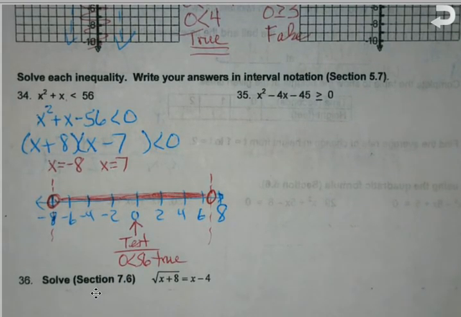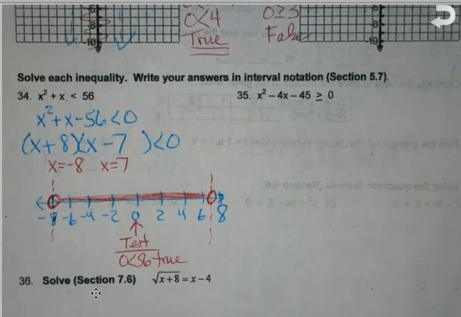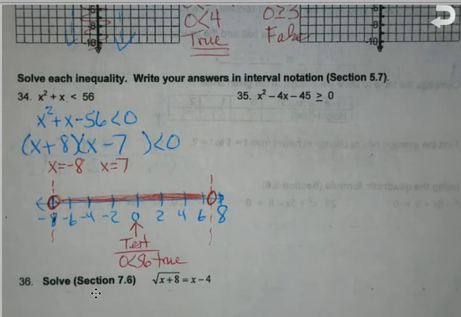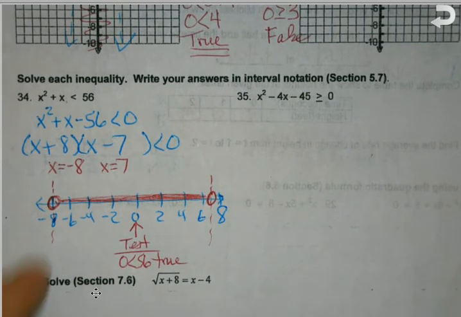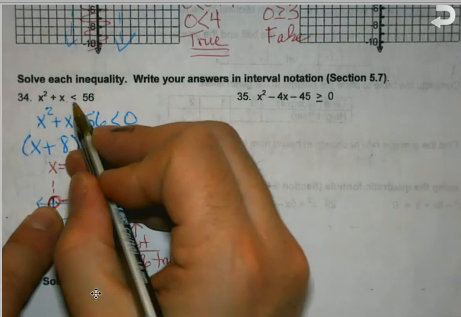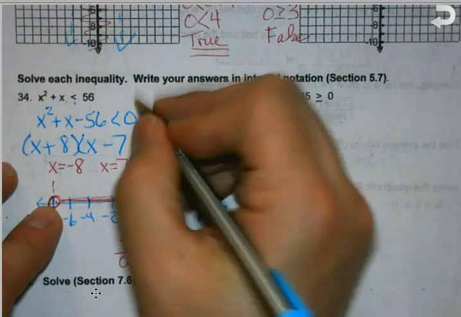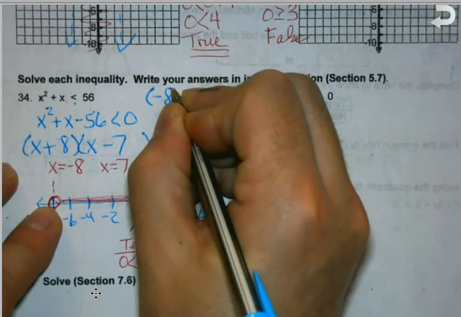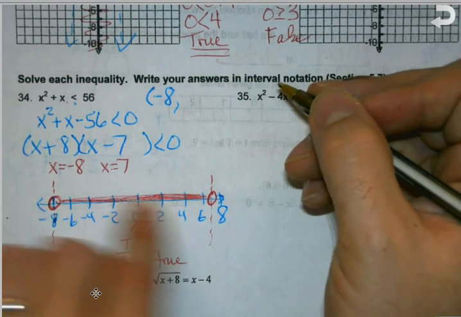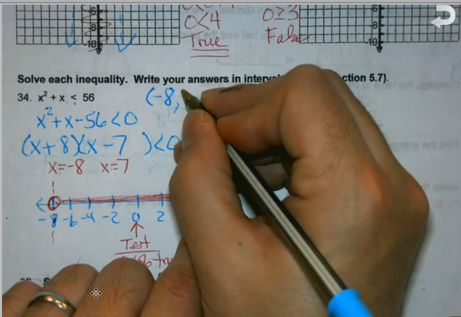So when you go to write your answers, typically, best case scenario, when we do interval notation, we'd say, okay, I'm starting at -8, and it's not or equal to, so I'd go from -8 till it stops.